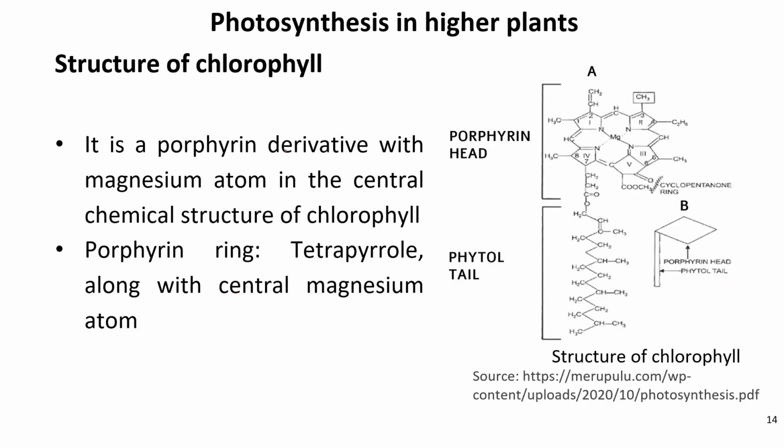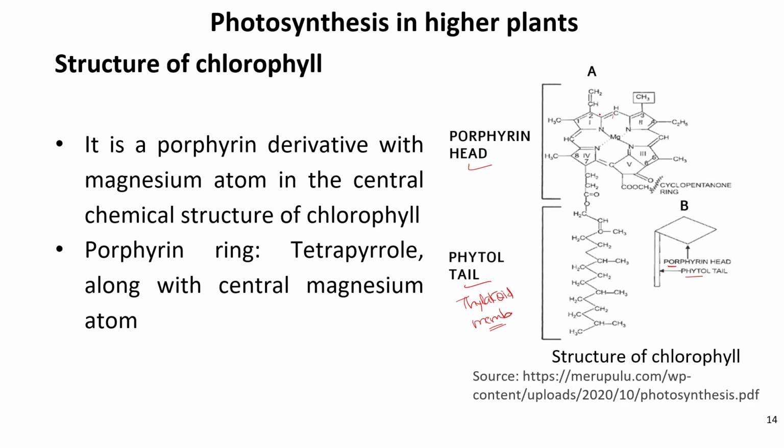Alright. Now let's talk about the structure of the chlorophyll. So, what does the structure of the chlorophyll consist of? It consists of a porphyrin head and a phytol tail. So this is the porphyrin head. This phytol tail is embedded in the thylakoid membrane because it is hydrophobic. Alright, this helps in the attachment of the chlorophyll to the thylakoid membrane.